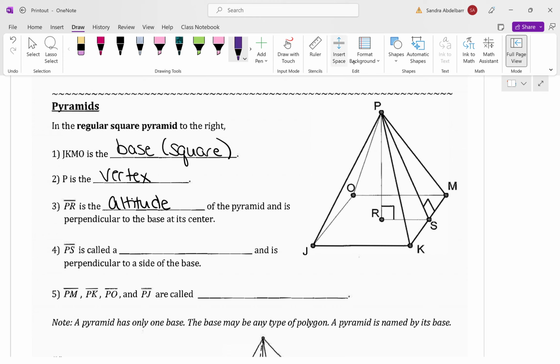It is only the altitude of the face of the pyramid. And remember, the faces are all triangles. So PS is an altitude of one of the faces. Does anybody remember what we call that? The altitude of one of the faces? Yeah, it is the slant height. So PS is the slant height.